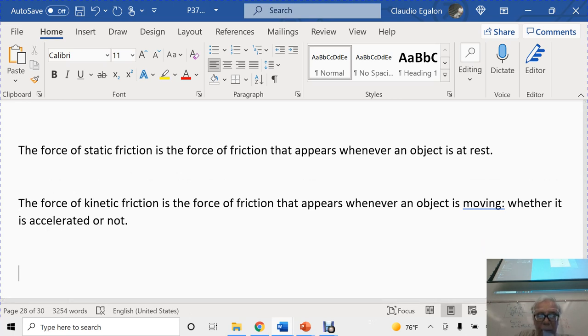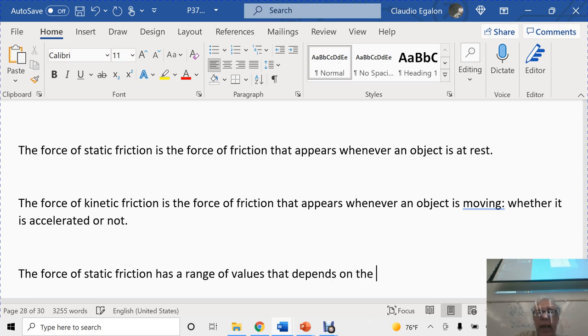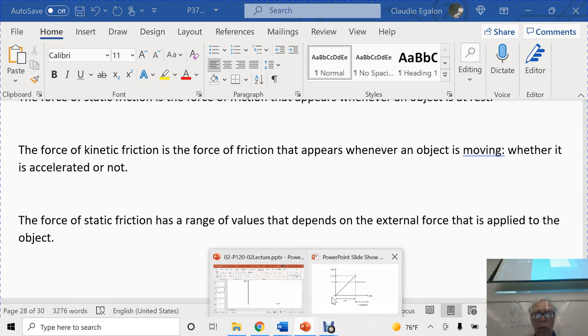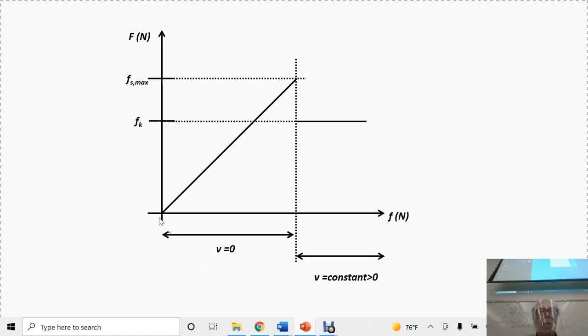Now, the force of static friction has a range of values that depends on the external force that is applied to the object. Okay? Just like that graph you saw. At this point in time, the applied force was zero, so the force of static friction is zero too. At this point here, maybe it's 10 newtons. The force of static friction is also 10 newtons, but the object is not moving. At this point here, maybe it's 30 newtons, the applied force, and the force of static friction is also going to be 30 newtons. Then it comes to a point that the applied force is just above this maximum value of the force of static friction, and the object starts to move.